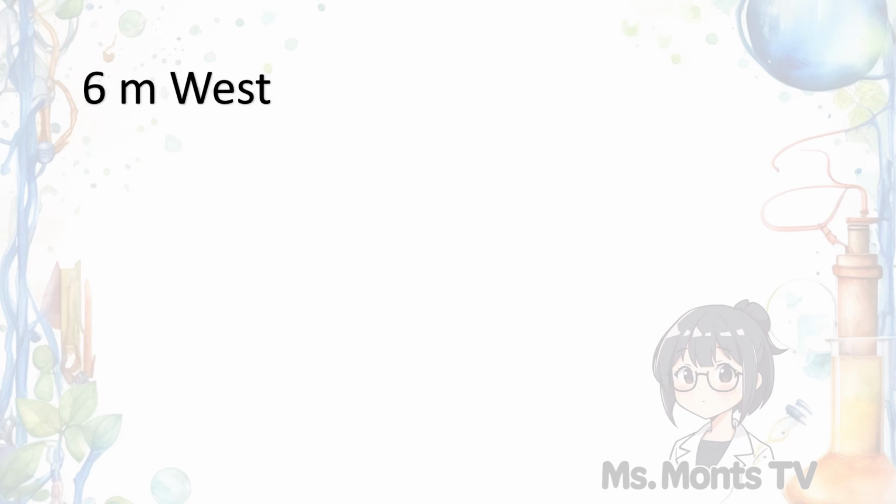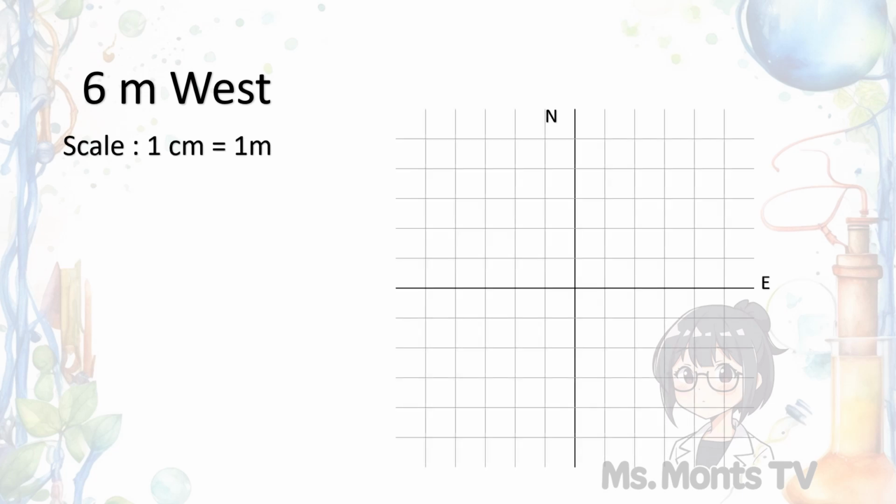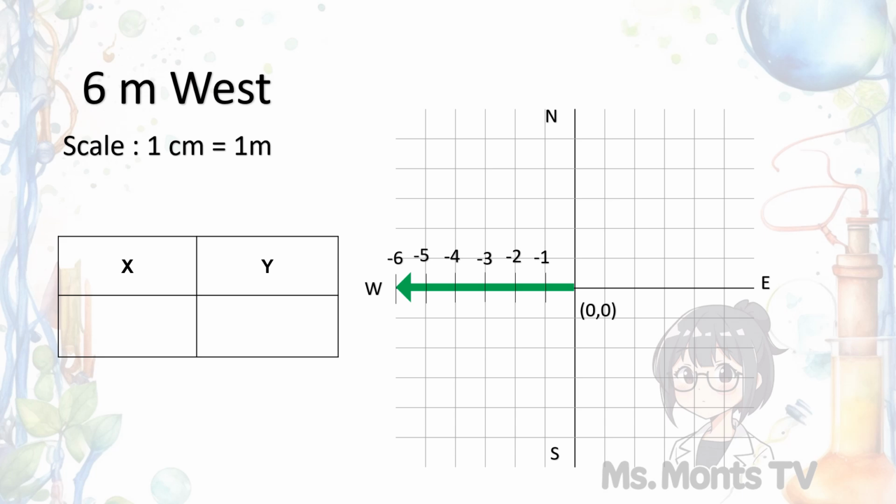Next example, 6 meters west. Again, the Cartesian plane, and it's going to the west. So for our x and y components, x is negative 6 because it is 6 going to the left, to the negative side of our Cartesian plane, and y is 0.